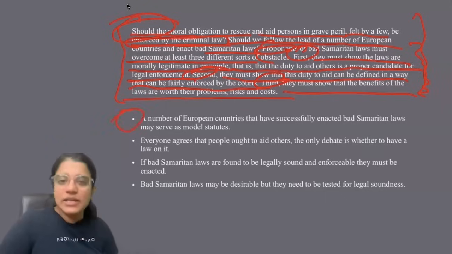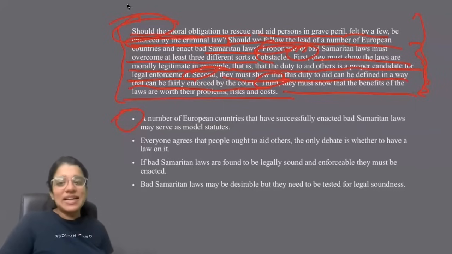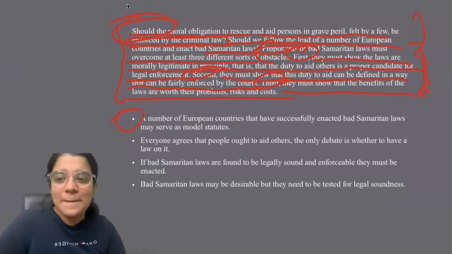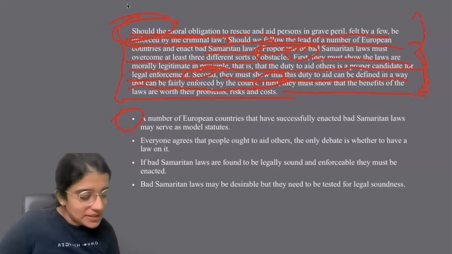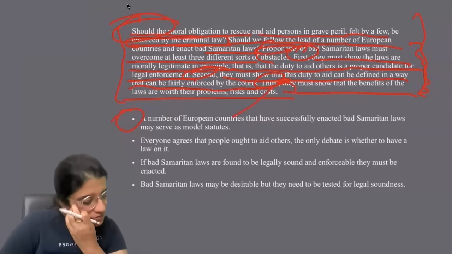ठीक है, A option में क्या बोला है? A number of European countries that have successfully enacted bad Samaritan laws may serve as model statutes. Now, though this is correct, why are we not choosing this as the correct answer? Because they are not talking about these three proponents, right? These three sorts of obstacles.